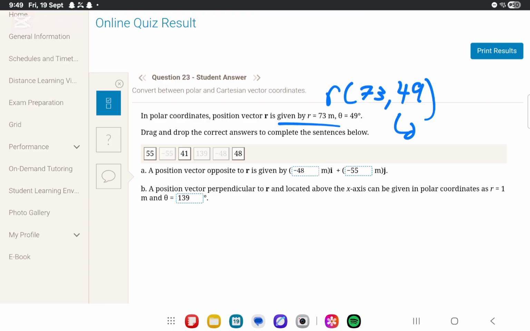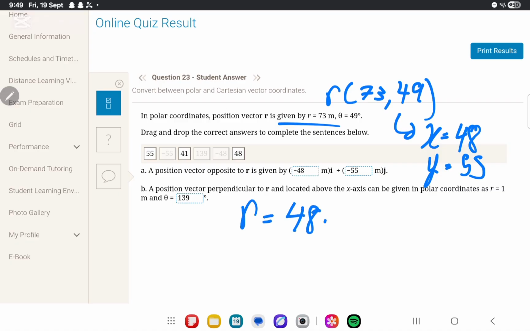So, shift minus to give me rec 73, comma 49. I get x to be 47.8 or around 48. y is equal to 55. Okay, now this is r. r is equal to 48i plus 55j.